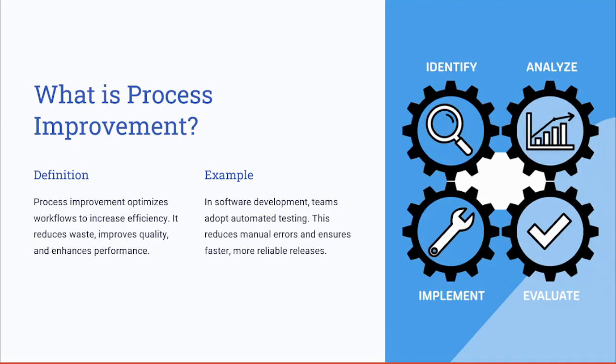For example, let's take a software development project. Teams may adopt automated testing to reduce manual testing errors and ensure faster and more reliable software releases. It helps to reduce waste, improve quality, and enhance performance. A proactive approach that ensures the projects deliver value efficiently, not only delivering a set of outputs.